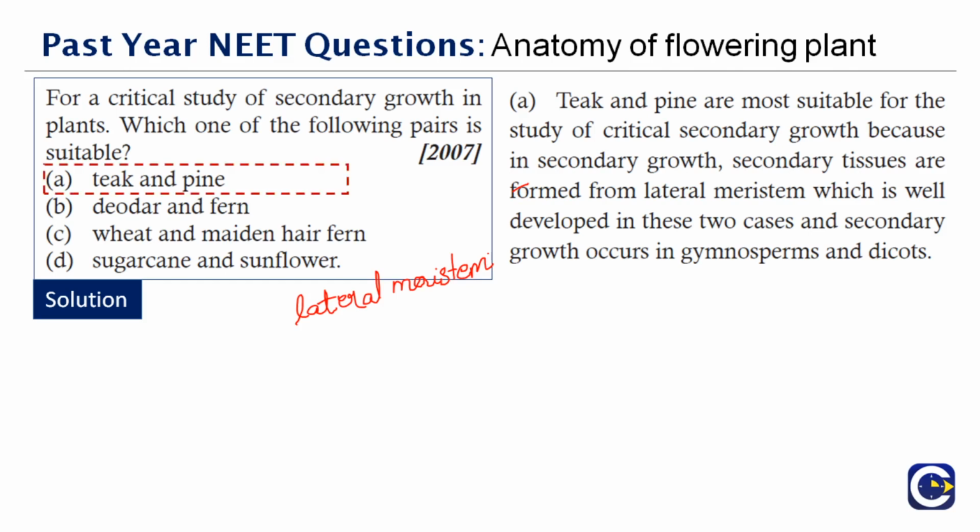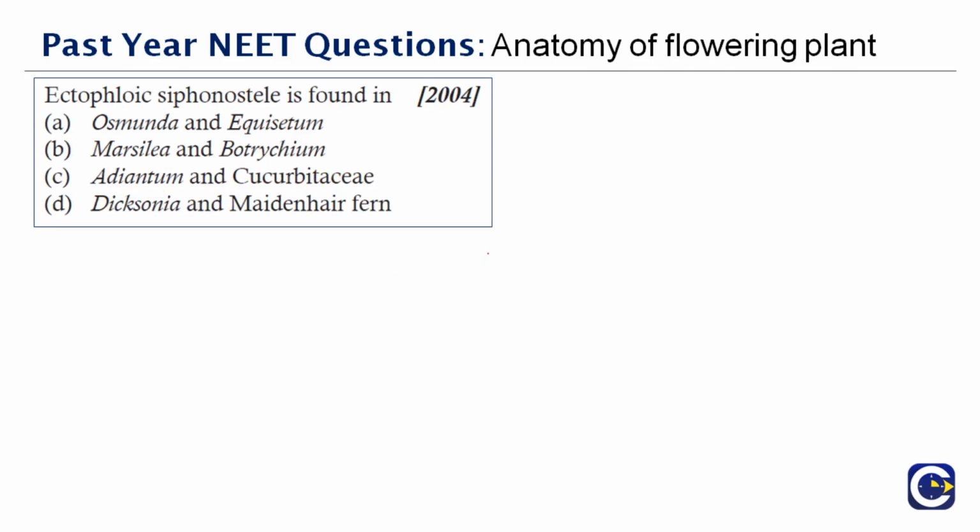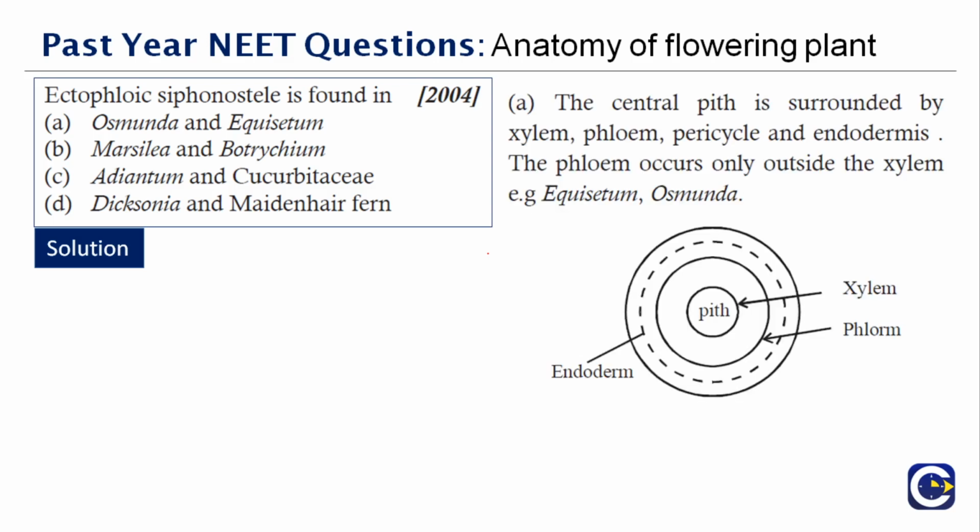Next question here. Ectophloic siphonostele is found in dash. What do you mean by that? Ectophloic siphonostele is where the central part, the pith, is surrounded by xylem, phloem, pericycle and endodermis. The phloem occurs only outside the xylem, and that is what they have given here. So the correct one is option A, Osmunda and Equisetum.